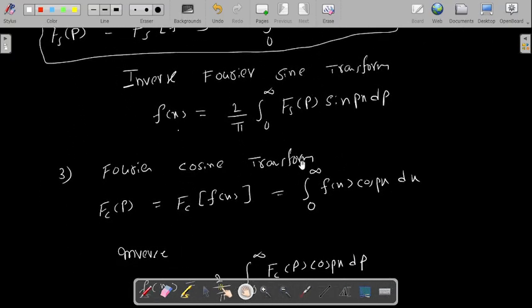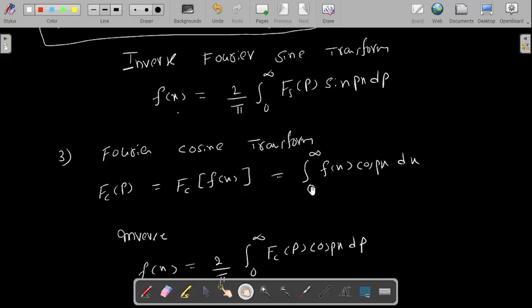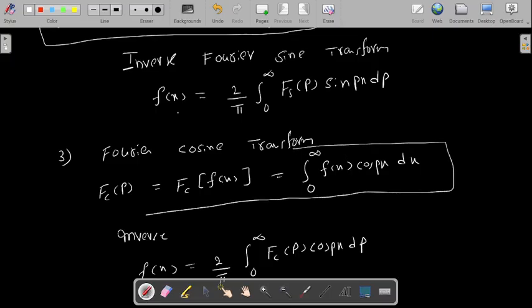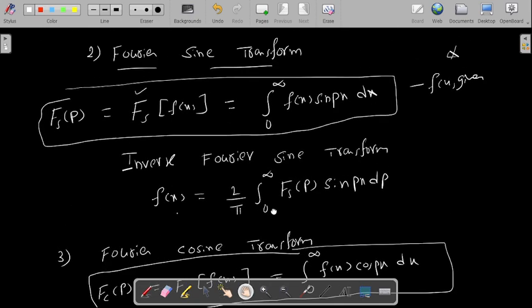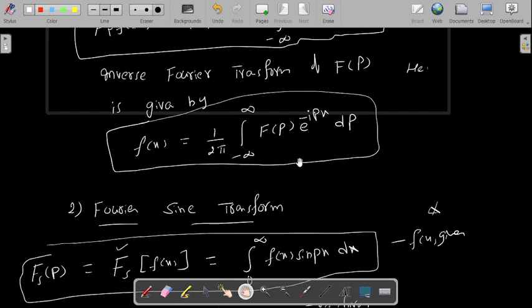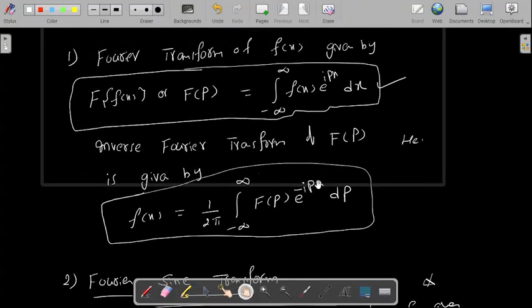Fourier cosine transform formula. What is that? Integral 0 to infinity f of x cos px dx. Okay. These three formulae you remember. If you remember these three formulae, you will be able to do any problem on finding the Fourier transform.